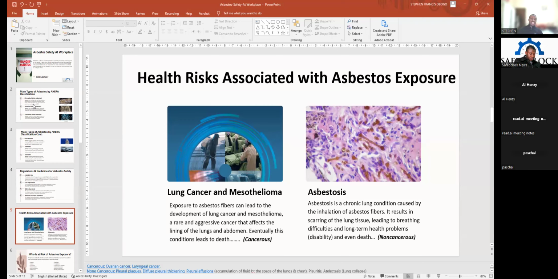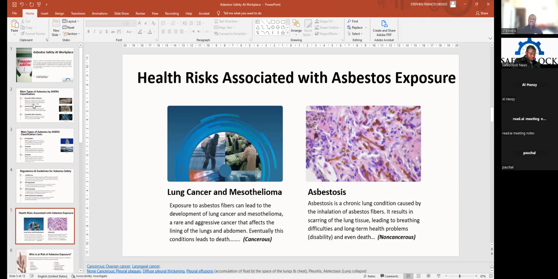In some other forms of cancer, when one is exposed to this asbestos, it can affect your ovaries and cause ovarian cancer. But the most common form of cancer is lung cancer. It also can affect the larynx. When you look at respiration, it is connected to the esophagus and all that. So whatever you breathe in or take in has a connection. So it can affect the larynx in terms of cancer. They call it laryngeal cancer.